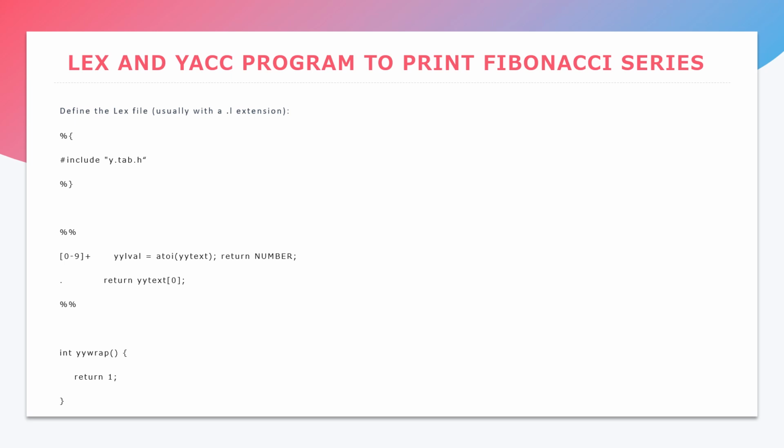To print the Fibonacci series of a given number using Lex and Yacc, you can follow these steps. Define the Lex file, usually with a .l extension. In the Lex file, we define the regular expression patterns and the corresponding actions. Here we define a pattern for matching numbers 0 to 9 plus, and return the matched number as a token called NUMBER. We also define a pattern for matching any other character and return it as a single character token.